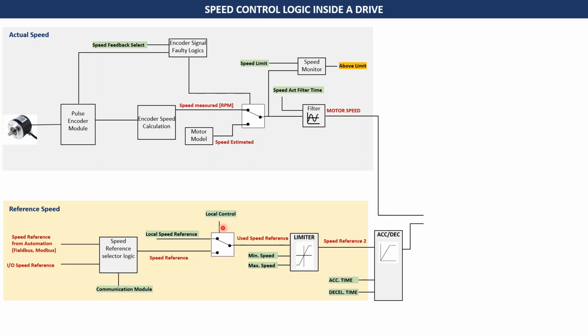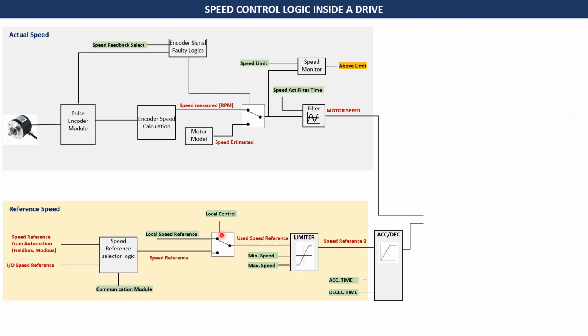Now this again goes into a selector block. Here there are two options. Either you can take the speed reference that is being received from automation, or you can have a local speed reference, which is the speed reference that you can set directly in the drive. In applications where you don't have a PLC, you have only a drive to control a motor, or in pump applications, you will always have this local control parameter set. And if this local parameter is on, then the local speed reference goes further, right?